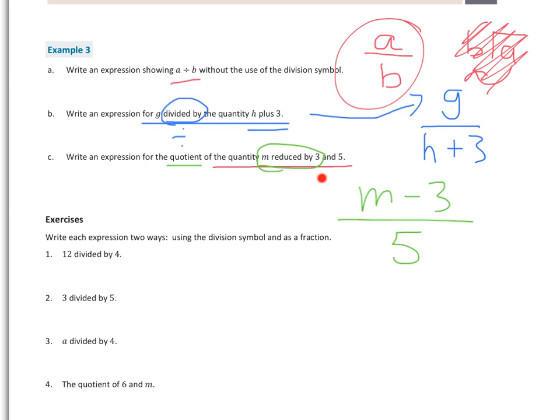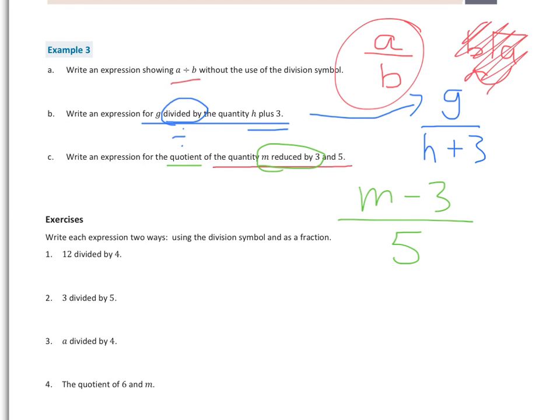But then we have and 5. Well, what happens with that and 5? When our sentence tells us the quotient of the quantity, and this is all we have to work with, we know we're supposed to be dividing because it says quotient. So the and must mean to divide by 5. So this is the subtraction problem, m minus 3, and 5. We're finding the quotient of this and this. So that's kind of how that works.